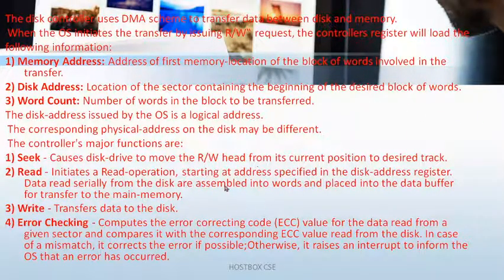So the read operation will help to read the data, and also write, to transfer data to the disk. Suppose you want to copy the data from c.txt on the CD to your local disk or desktop, you can copy it. That is called a write operation. Then error checking: it computes the error correcting code value for the data read from a given sector and compares it with the corresponding ECC value read from the disk.